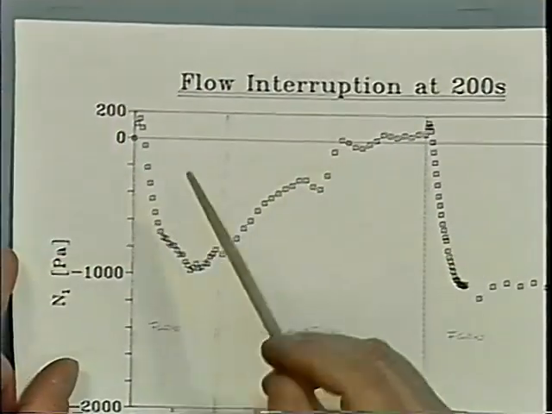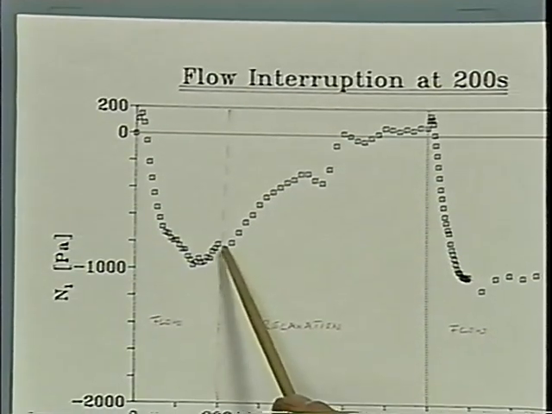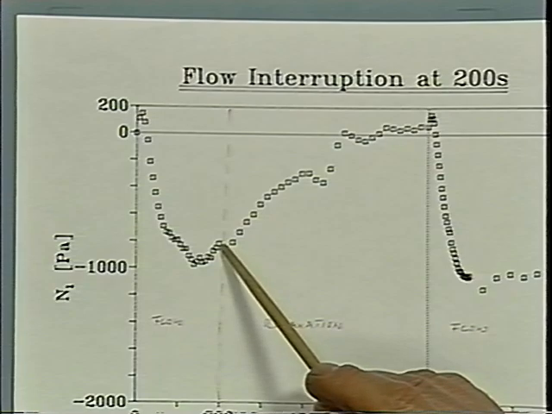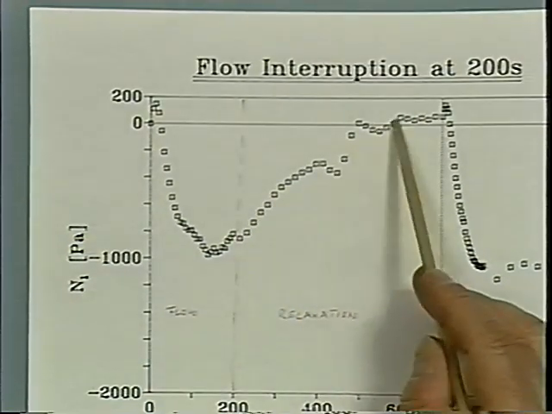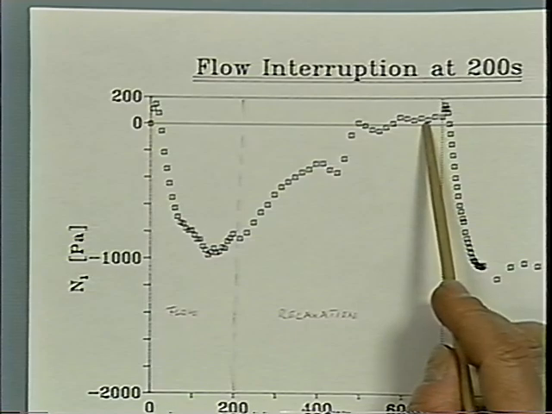We also would like to know whether it is real, whether these negative normal stresses are real. So Susan stopped the rheometer and observed the stress relaxing, in this case the first normal stress relaxing, and indeed it approached the zero line after a while. So it's not a drifting zero which gives us artificial negative values.